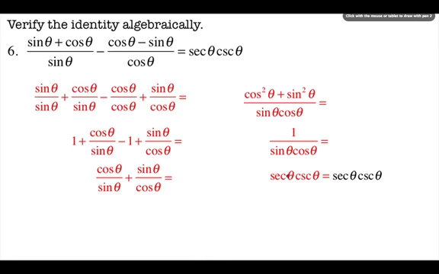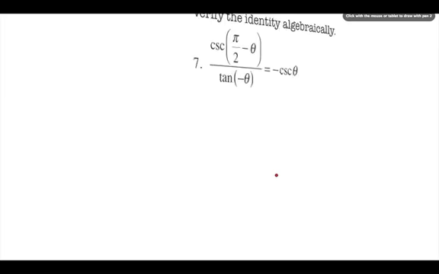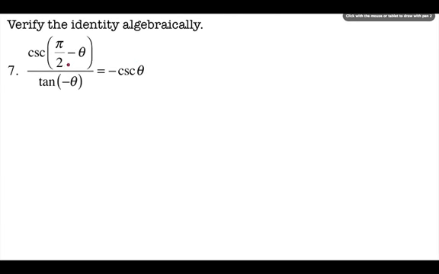Moving on to number 7. Again, verify. So I'm going to work with the left-hand side. I'm going to use a cofunction identity, and I'm going to use the fact that tangent is odd. Cannot forget about what we saw in the previous chapter. So this is why we have negative tangent of theta, cofunction identity. This is equal to secant of theta.